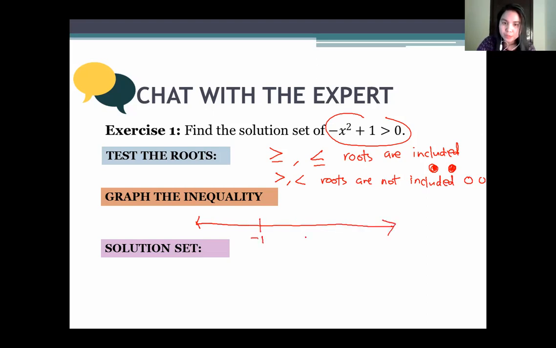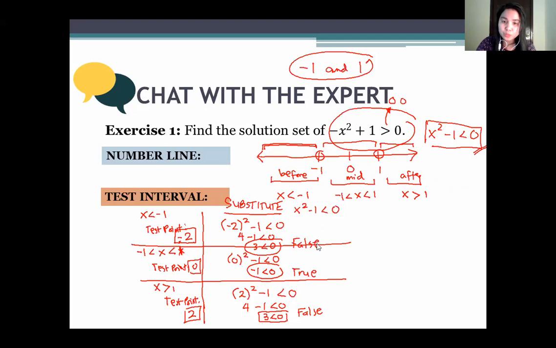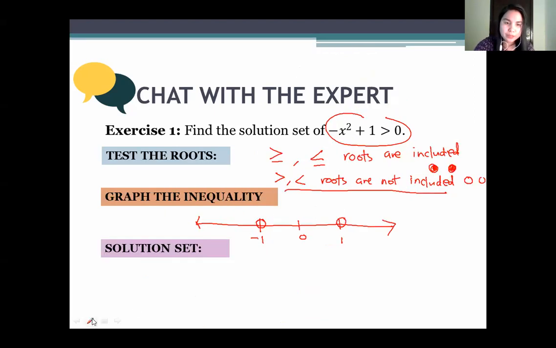-1, 0, 1. Okay, we have a circle here, a circle. They are not included, so we remain it open. Now we go back to our previous slide. Which one is true? This one, right? The middle portion. So only the one that is true can be shaded. So let's go to this number line. So we can only shade the one in between. This is now the final graph of our inequality.